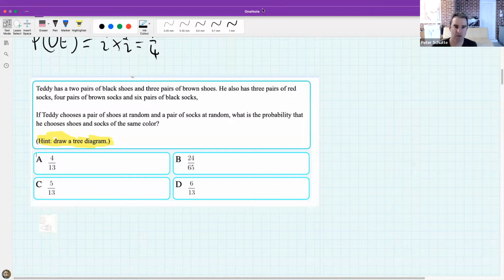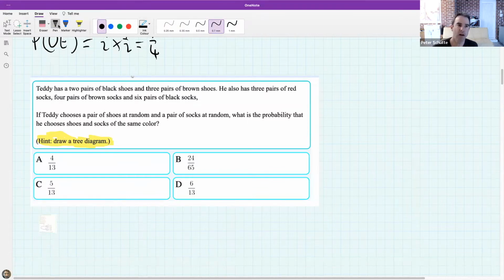Now I want to ask you, what is this question about selecting? When I look at this question, you have to select things. What are the 2 things you're going to be selecting? What are the 2 objects? It's no longer going to be coins and dice. What is the main object you're selecting? Dawn, I agree with you. It's shoes and socks.